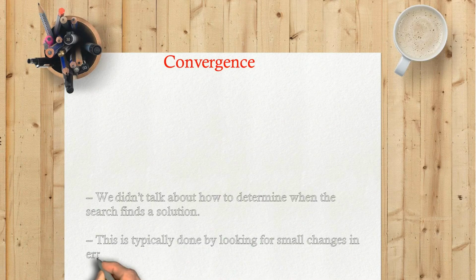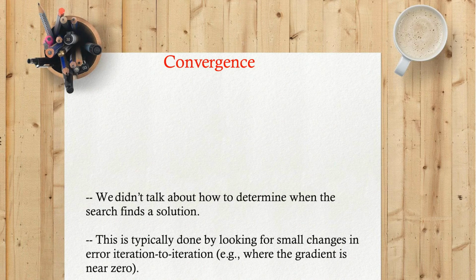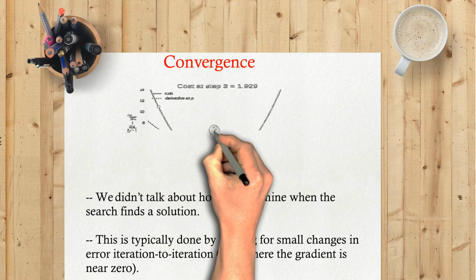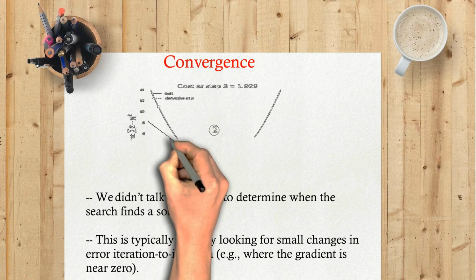Convergence. We didn't talk about how to determine when the search finds a solution. This is typically done by looking for small changes in error from iteration to iteration. Example: where the gradient is near zero.